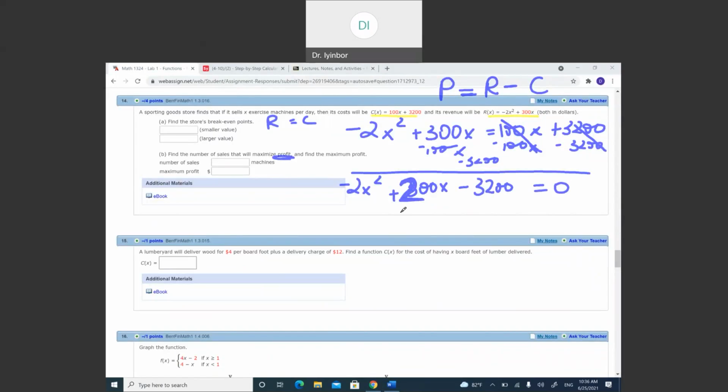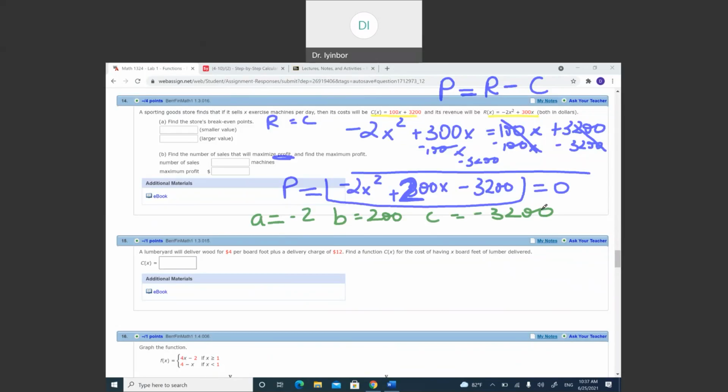Now, this is also your profit. This is my profit, because from the revenue, I subtract the cost. I move this over, becoming minus the cost. So this is technically the profit function. So now I need to solve this equation equals 0, and I can use the formula again. A is negative 2, B is 200 in front of x, and C is negative 3200. And then I'm going to use the formula again.